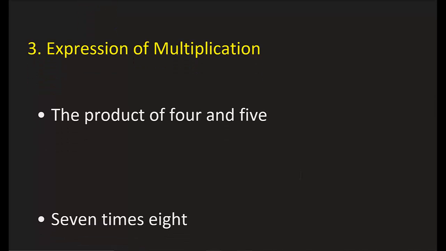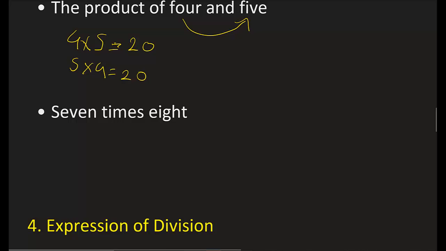Now it is written expressions of multiplication. The product of 4 and 5. That means we have to multiply 4 and 5. Even if we put it in the other place, it will be the same. See, 4 multiplied by 5 is equal to 20. But even if we do 5 multiplied by 4, it still equals 20. So in multiplication, we can put it either way. Now it is written 7 times 8, which means we have to multiply 7 times 8, or we can multiply 8 by 7.